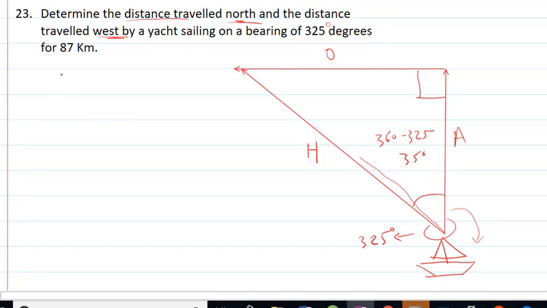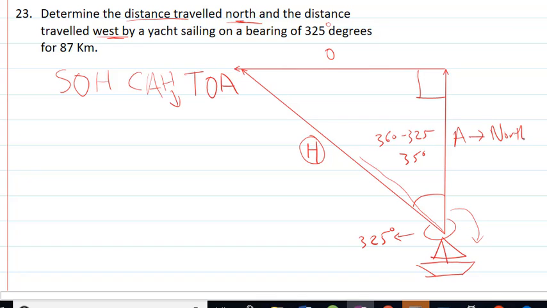So I remember something that I used to do called SOHCAHTOA, and with SOHCAHTOA, this would mean sine is opposite over hypotenuse, cosine is adjacent over hypotenuse, tan is opposite over adjacent. So from this, I know what the hypotenuse is. We want to find its sides. Notice that the adjacent would be north, and the opposite would be west, right?